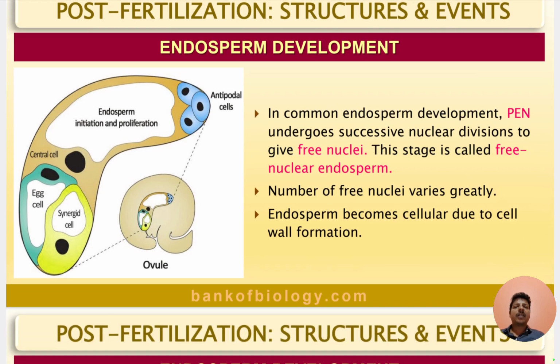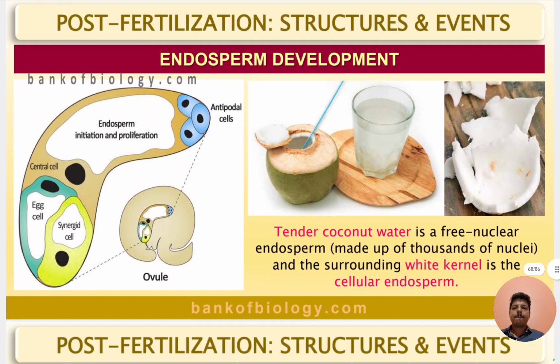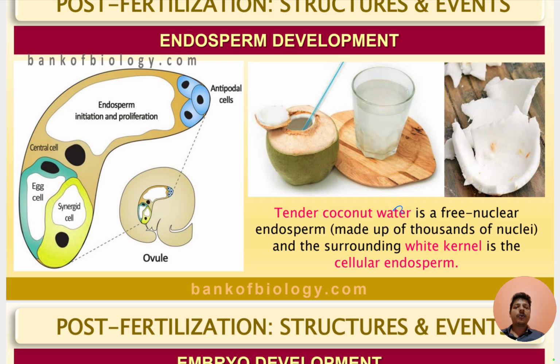Next, it is common endosperm development. The primary endosperm nucleus undergoes successive nuclear divisions to give free nuclei. This stage is called free nuclear endosperm. The number of free nuclei varies greatly. Endosperm becomes cellular due to cell wall formation. Next, the tender coconut water is a free nuclear endosperm made up of thousands of nuclei, and the surrounding white kernel is the cellular endosperm. It is a proper example.